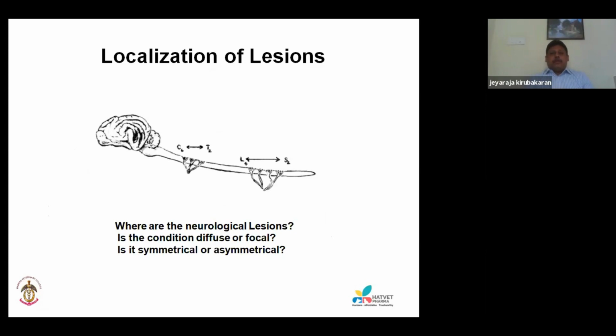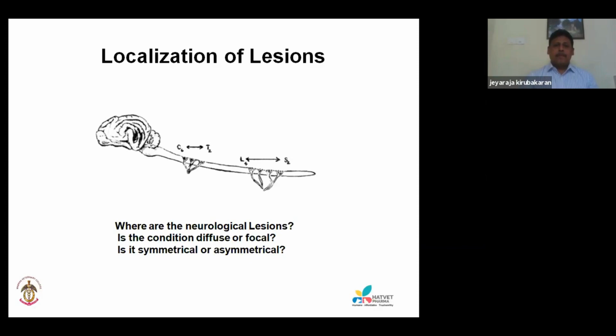Okay. So based on these tests, starting from your observation which starts with the mentation, then your posture and gait, and then any abnormal movement. Then you try to do a cranial nerve examination. Then after cranial nerve examination, you do postural reactions testing. Then after postural reactions, you do spinal reflexes. Once you do this, you will get an idea of where to localize the lesion. So you have to check where the neurological lesion is. Is the condition diffuse or focal, or is it symmetrical or asymmetrical?